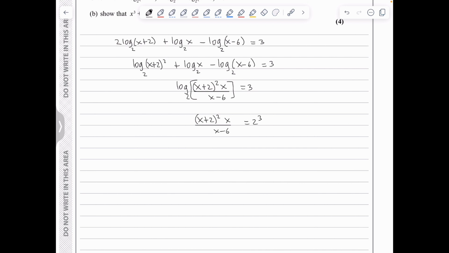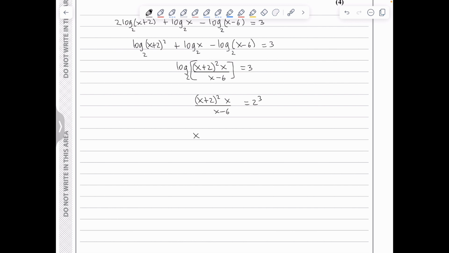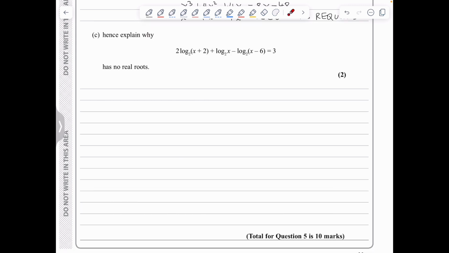Now, the left-hand side can be expanded into x squared plus 4x plus 4, whereas the 2 cubed is 8, and I'll multiply this by x minus 6. So we've got x cubed plus 4x squared plus 4x is equal to 8x minus 48. Collect everything on the left-hand side to give me x cubed plus 4x squared minus 4x plus 48 is 0 as required. And then in part C, we need to explain why this given logarithmic equation has no real roots.